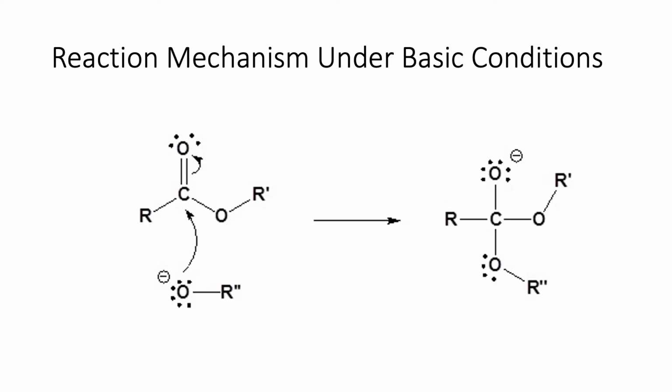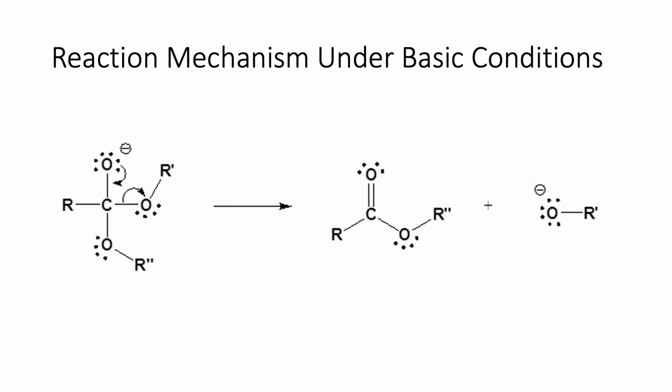Okay, so now we're going to look at the reaction mechanism under basic conditions first. In this first step, the alcohol is going to be deprotonated by the base, resulting in the formation of an alkoxide ion. This alkoxide ion is going to bond with the carbon in the center, and at the same time, the double bond between the oxygen and the center carbon is going to break, and the negative charge is going to be transferred to the oxygen. And this is illustrated by the two arrows in the image.